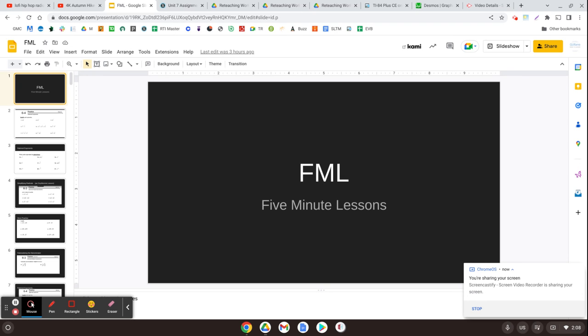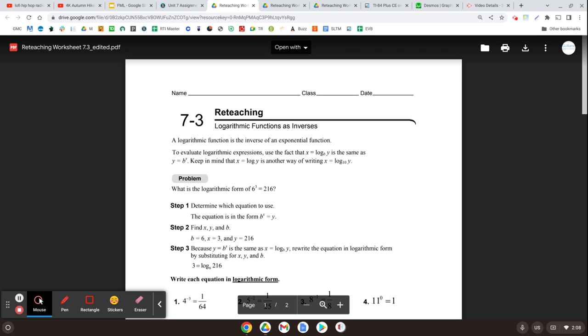All right, boys and girls, 5-minute lessons, and we're on to logs. Log is short for logarithms. What is a logarithm? A logarithm is a way that helps you manage exponential equations, okay?